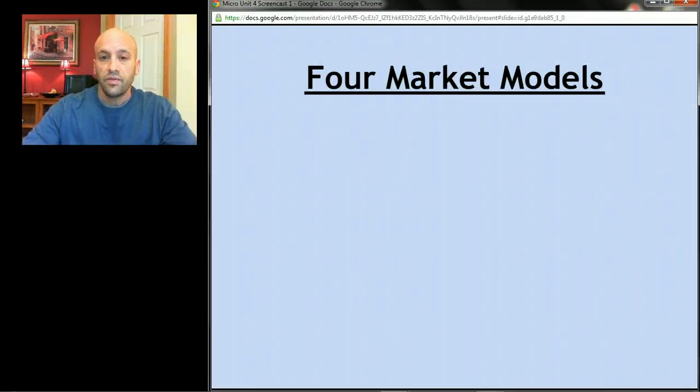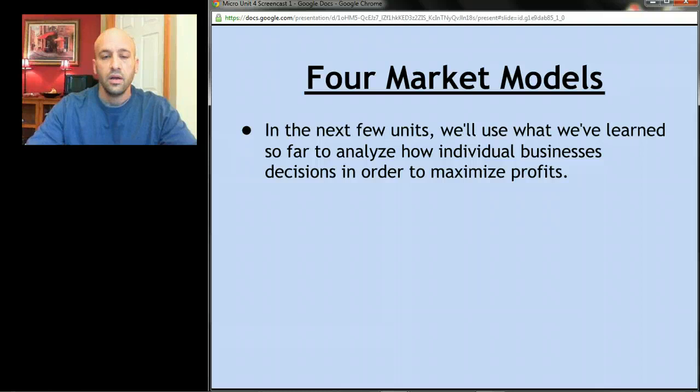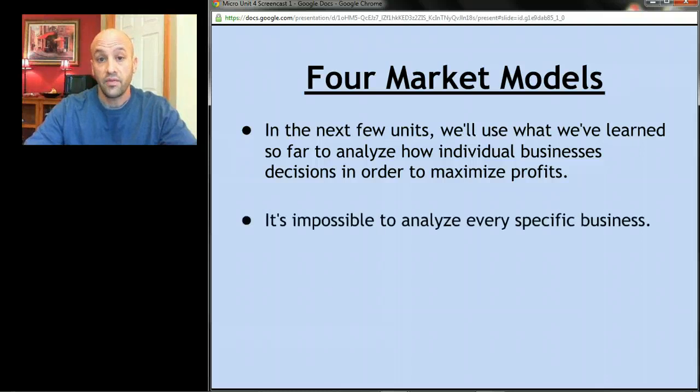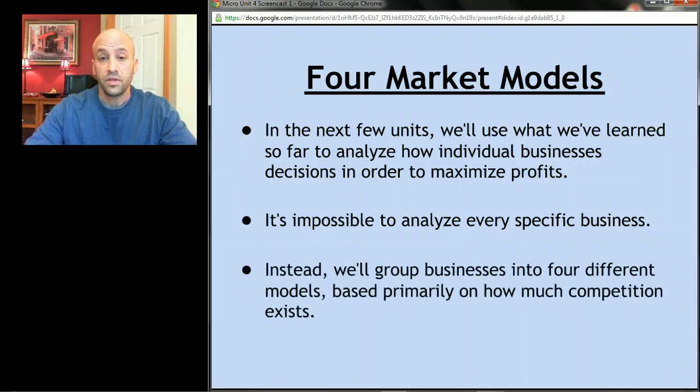Now, we're actually going to divide that box up into 4 different kinds of models. And the reason for that is that it's impossible to actually analyze every specific business. So instead, what economists do is group businesses into 4 different market models, 4 different types of industries, based primarily on how much competition exists in those industries.